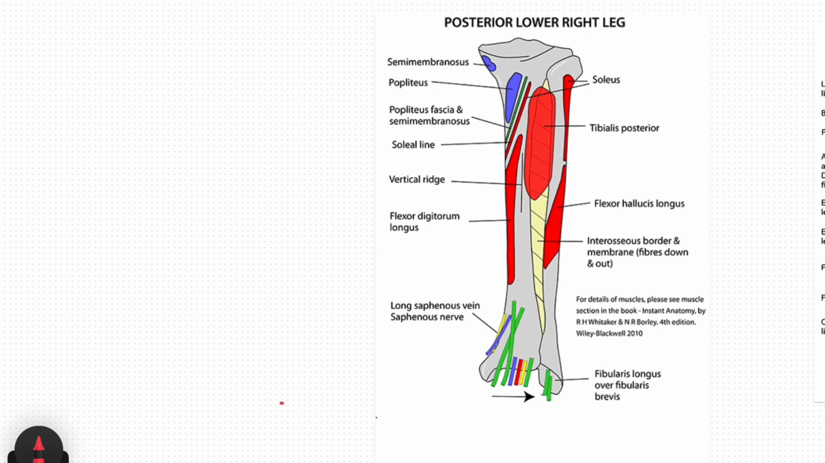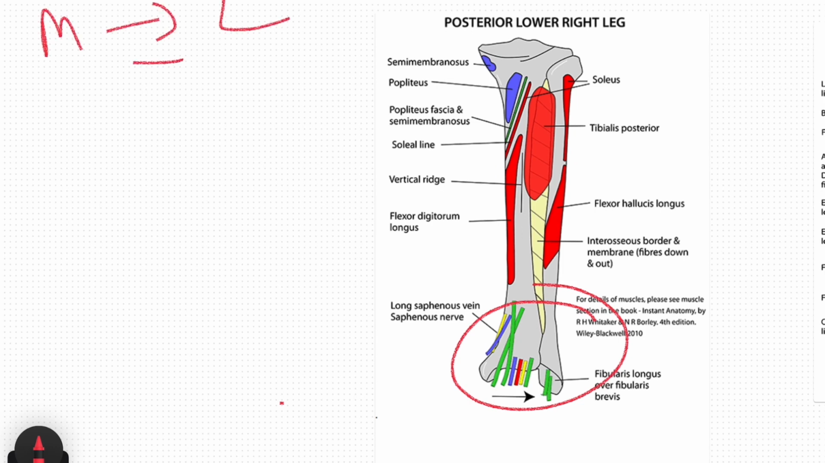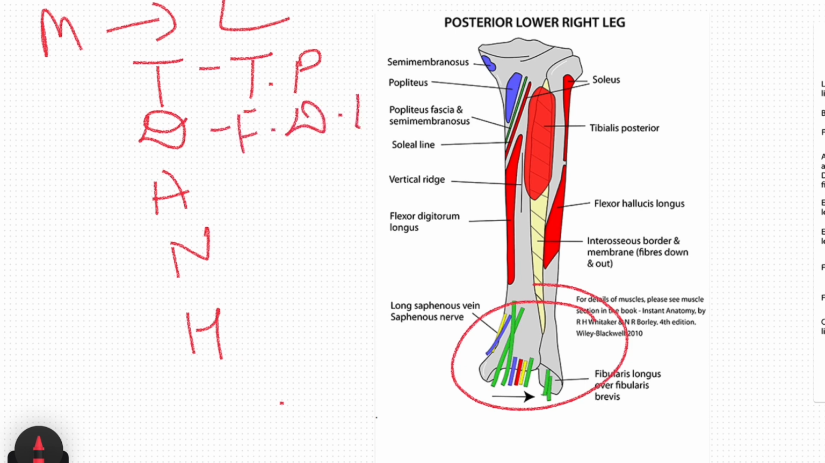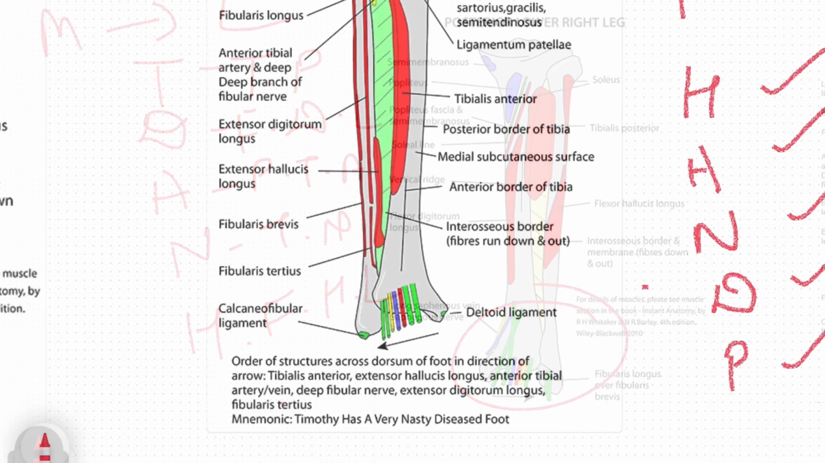Enumerate the structures crossing the posterior surface of the lower end of tibia. So from medial to lateral side, the doctors are never hungry. So here this is the posterior compartment, the flexor compartment. So tibialis posterior, then flexor digitorum longus, then posterior tibial artery, tibial nerve, and the flexor hallucis longus. So these are the structures.